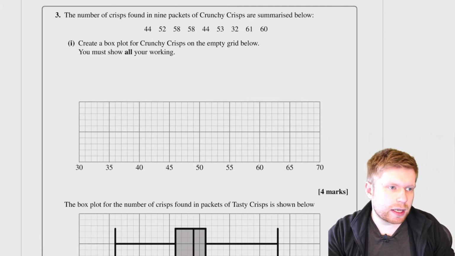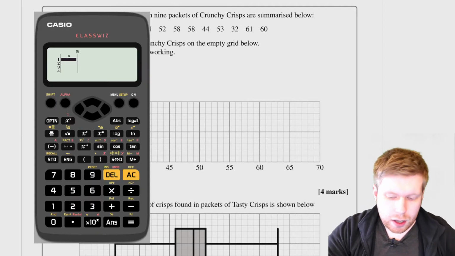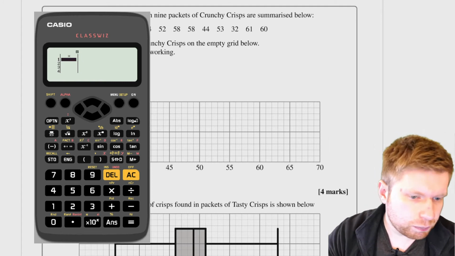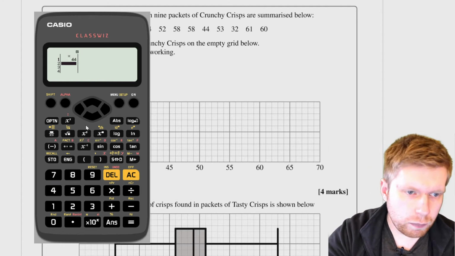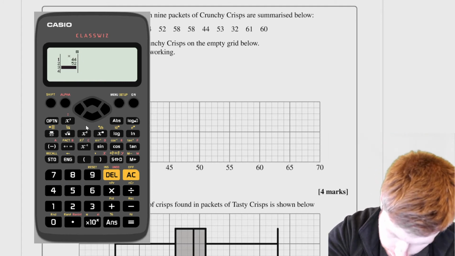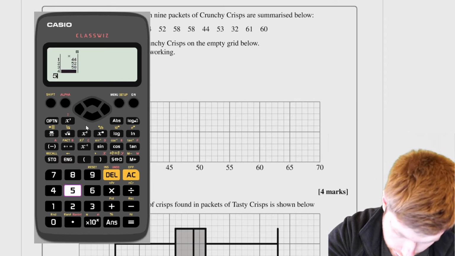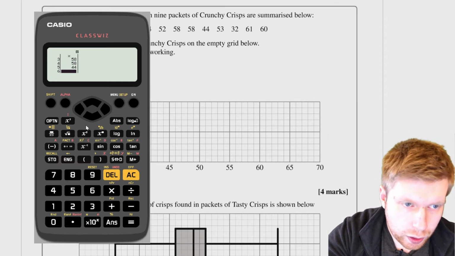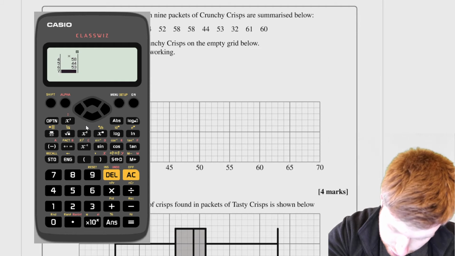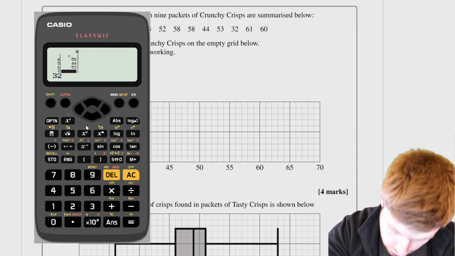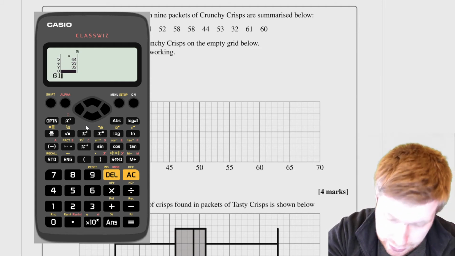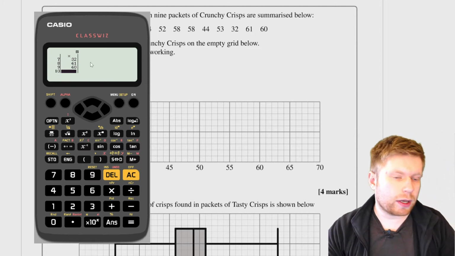Then I can basically type these numbers in here. So you see the numbers which I've been given, 44, 52, etc. I can just type this in, so 44, and then press equals, then 52 equals, 58 equals, 58 equals, 44 equals, 53 equals, 32 equals, and 61, and then finally 60. Okay, fantastic.